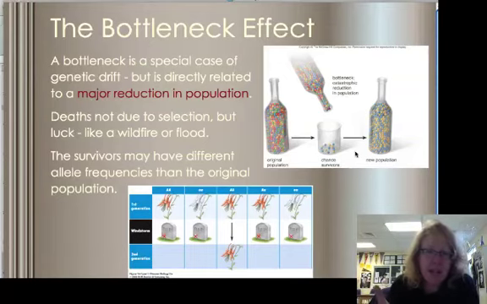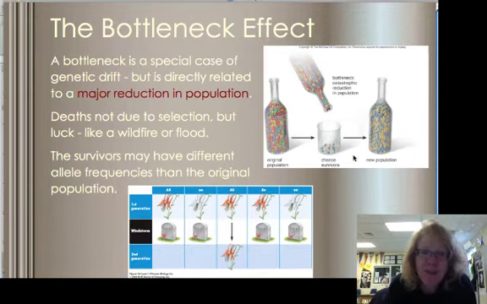Okay, a couple other sort of chancy things that can happen. Something called the bottleneck effect. It kind of goes along with some of those examples I used for genetic drift. A bottleneck is exactly that. It's a narrowing of the population. Again, due to some sort of chance event, only a few individuals survive that bottleneck. There's a huge reduction in population.